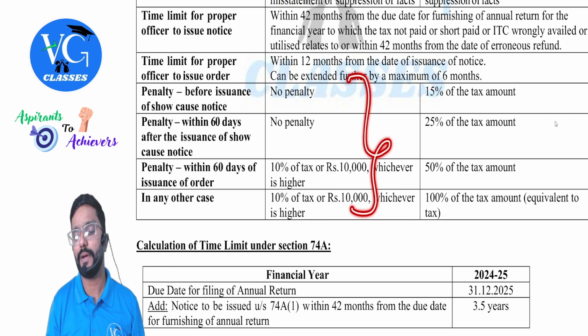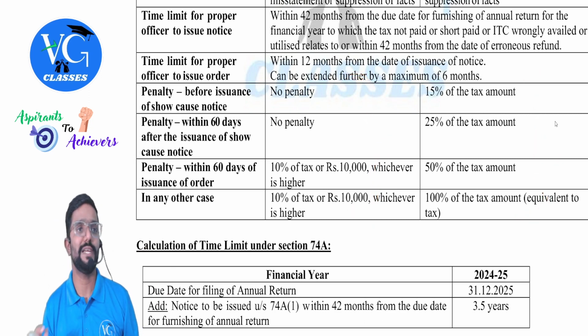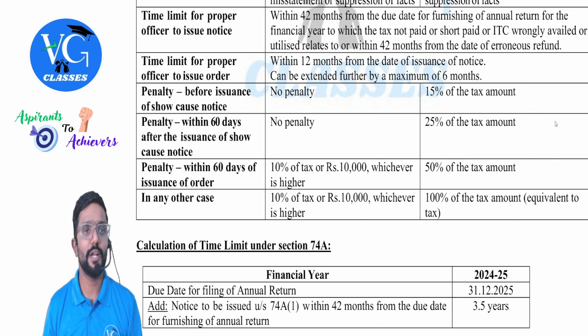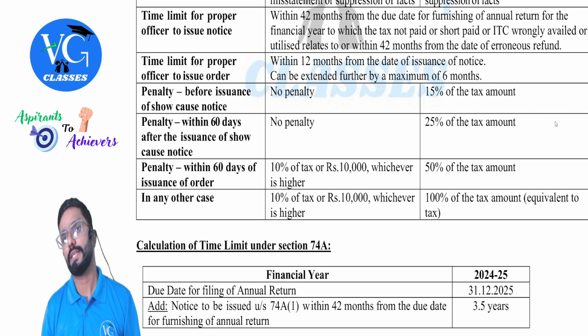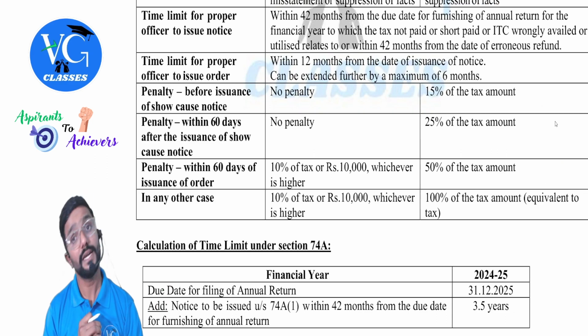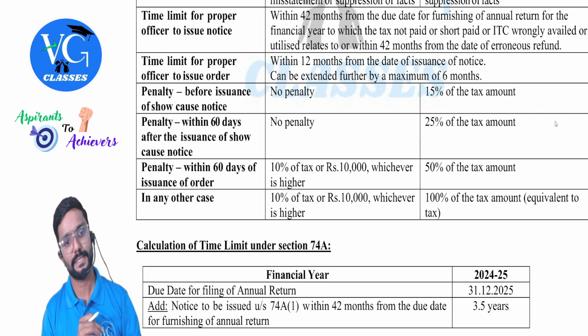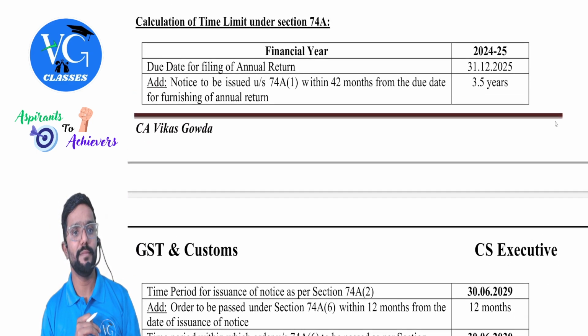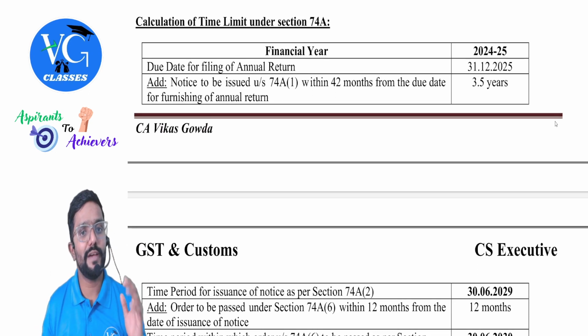This is the 73 part. This is the 74 part. Now both are unified under a single section, but under two different subsections. Two different subsections are there under section 74A, guys. Okay, coming to the time limit, you can see here: the due date for filing the annual return.